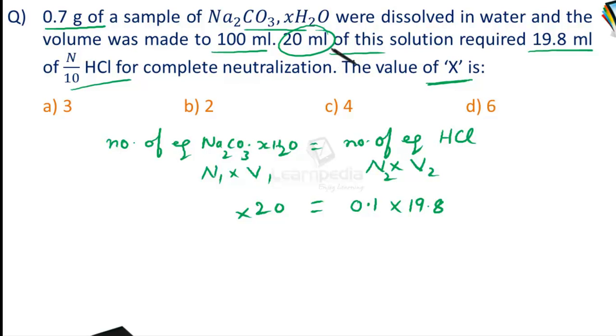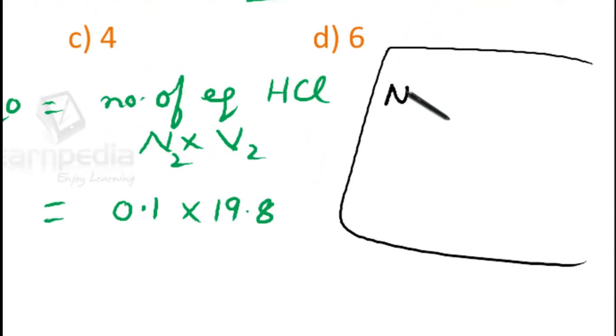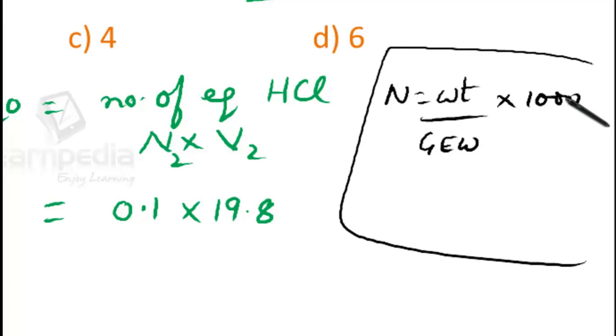Why do they use the term this solution? Because the concentration of hydrated sodium carbonate is not given. So we need to calculate it from the given data. So here we need to use the basic formula of normality, that normality is equal to mass of the substance divided by gram equivalent mass into 1000 by volume of the solution in milliliters, isn't it?